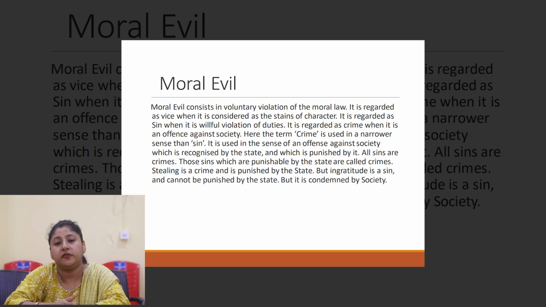So we can see a distinction between sin and crime. All crimes are regarded to be sin, but not all sins are crime. For example, telling lies is a sin, but stealing is a crime. We cannot punish a man for telling lies unless it is very harmful for a person or a society. But stealing is a crime. It is condemned, and it is also punishable. So sins are condemned by society, but crimes are punishable offenses.